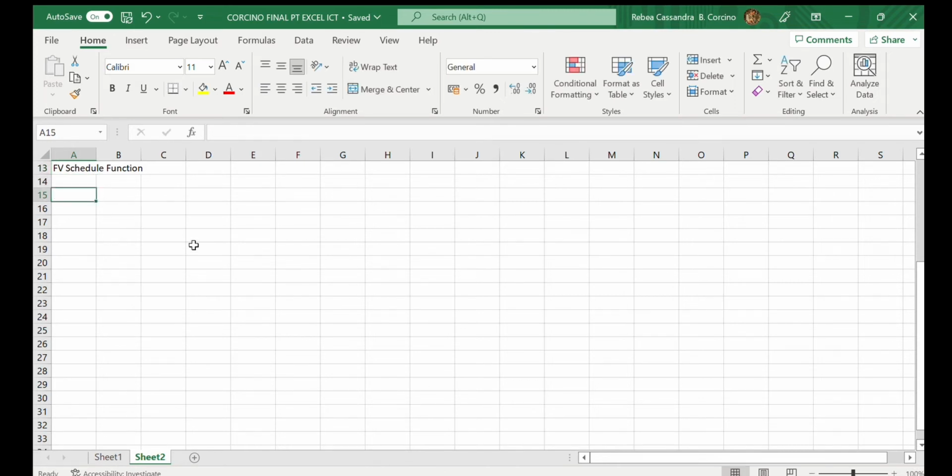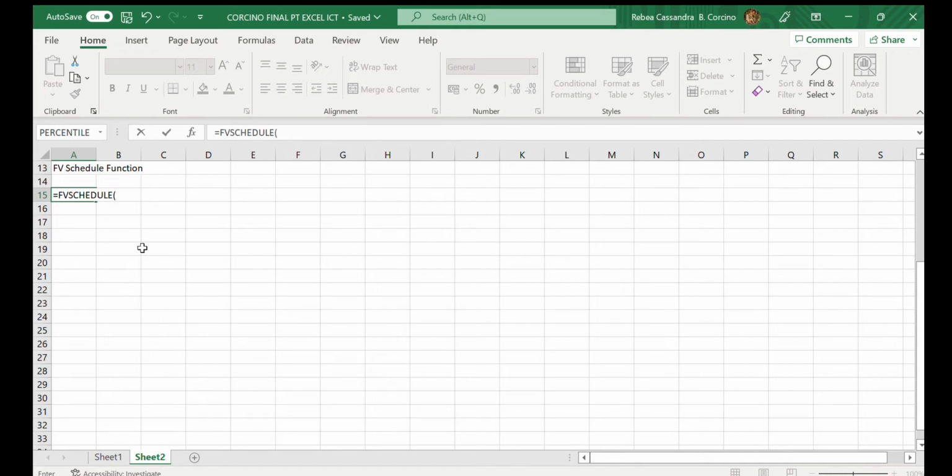We would type in the equal sign followed by FVSCHEDULE, then open the parenthesis and we will see the principal and the schedule. The principal refers to the present value of the particular investment, while the schedule is the series of interest rates put together. In the case of Excel, you will be using different boxes, then try to select the range.